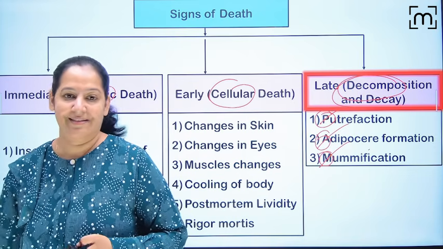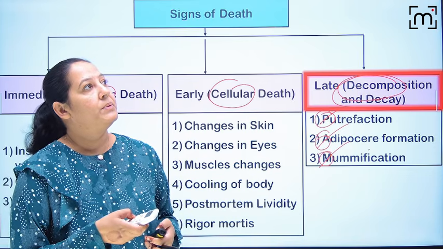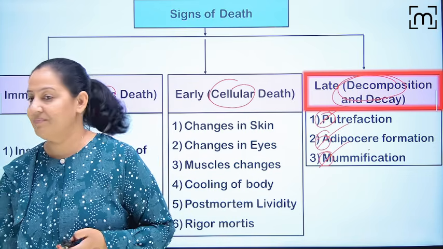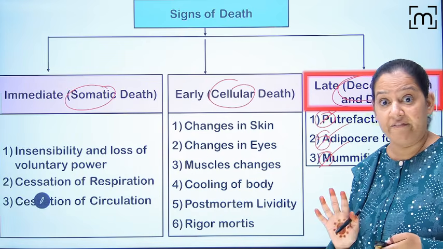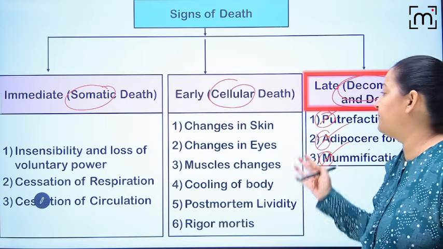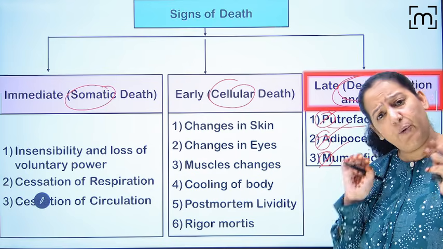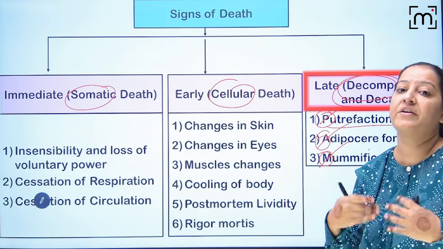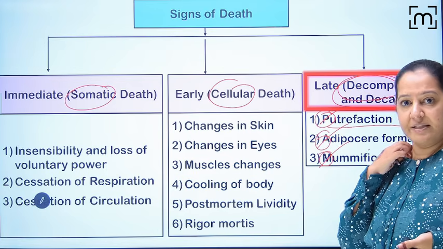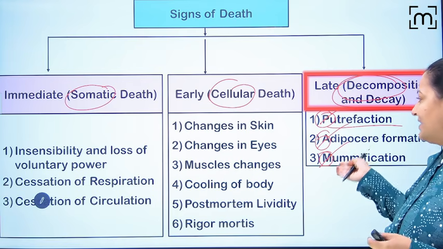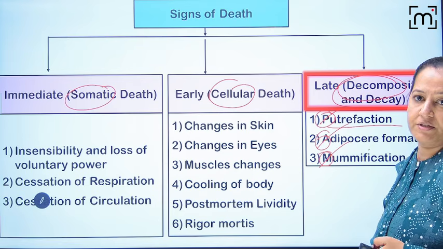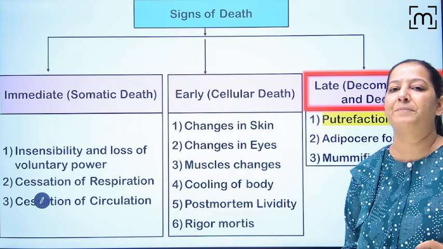So we will start them one by one. All 3 are very big. The biggest among them is putrefaction, on which you frequently get a long question if you are appearing for your 3rd Prof university exams. Very important, and you get many MCQs also. Mummification is equally important.